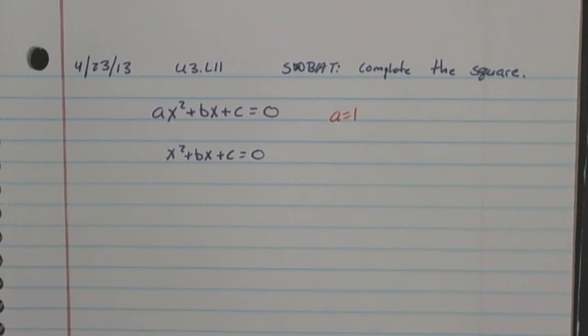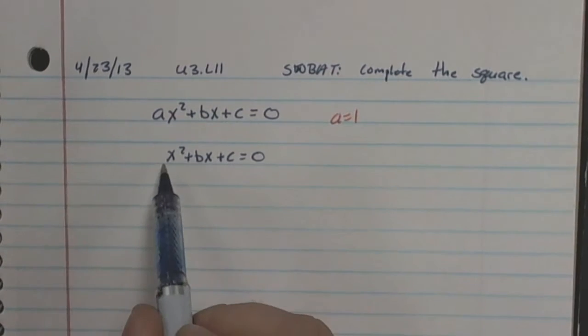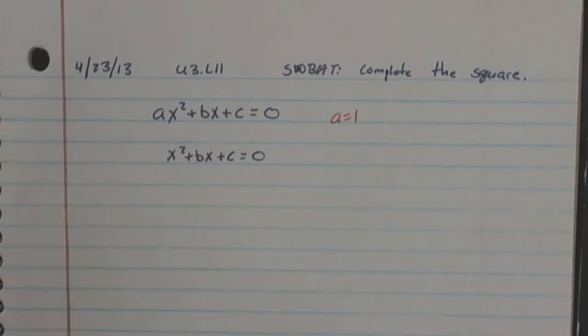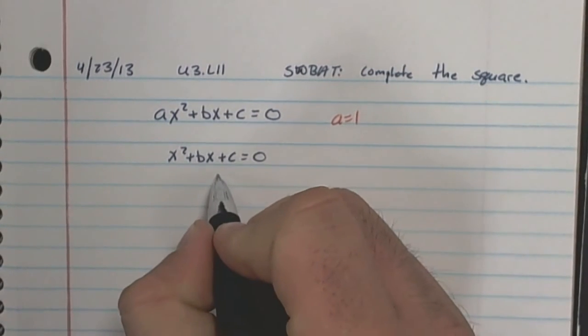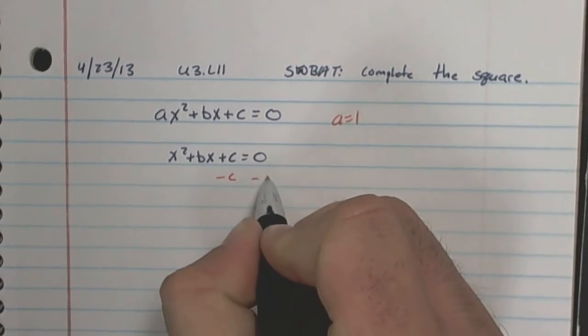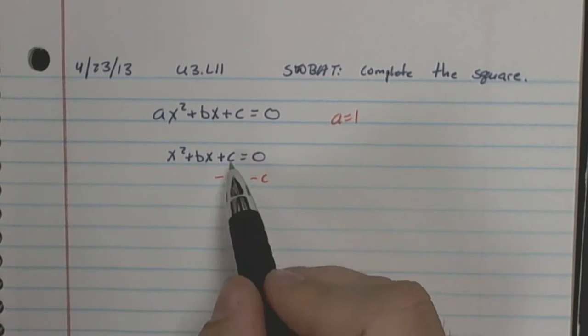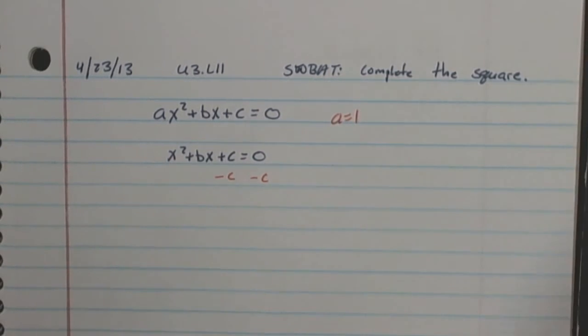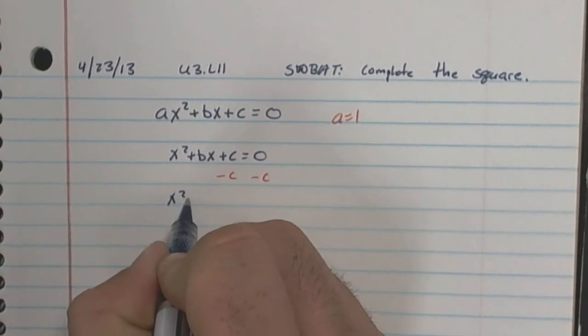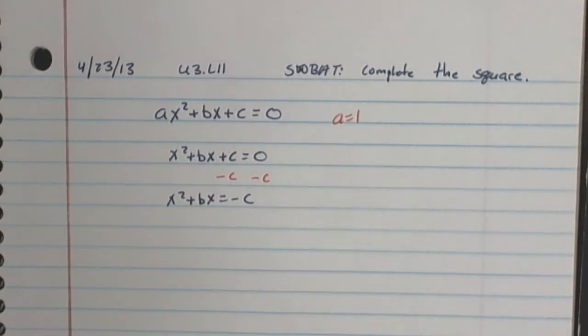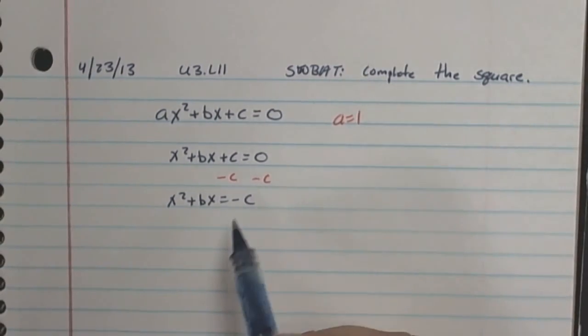So, first thing what we need to do is we need to get just our x terms on the left-hand side. To do that, we're going to remove this c term, whatever the just number part is, I'm moving it to the other side of the equation. So I'm subtracting c from both sides. That's going to leave me with x squared plus bx is equal to negative c. Okay, so I subtracted c from both sides.